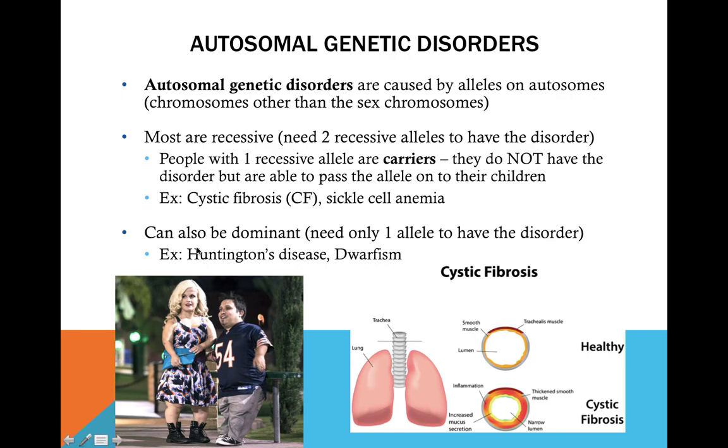Now, there are some disorders that are dominant, which means that they only need one allele to have this disorder. Those are things like Huntington's disease and even dwarfism, which is shown here to the left.